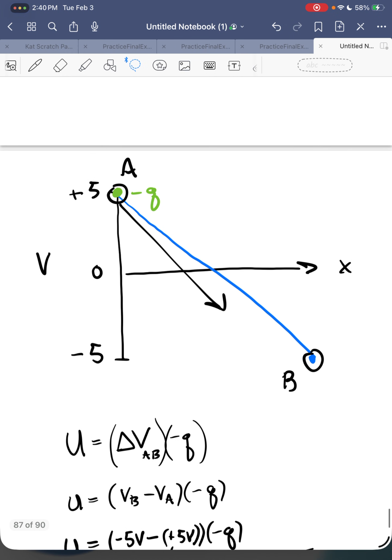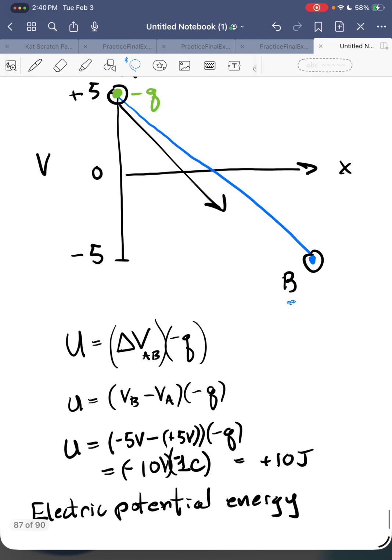What happens if I take the negative charge and I bring it from point A at positive 5 volts down to point B at negative 5 volts? Again, we use the same sort of thing. And you got to be careful of what VB is and VA, whether you're subtracting a negative, all that sort of stuff. So VB is at negative 5 volts. The place where it starts is positive 5 volts. So minus 5 is minus 10. It's a negative charge. So negative times a negative is positive. So when I move it from positive 5 down to negative 5, I'm actually increasing its electric potential energy.